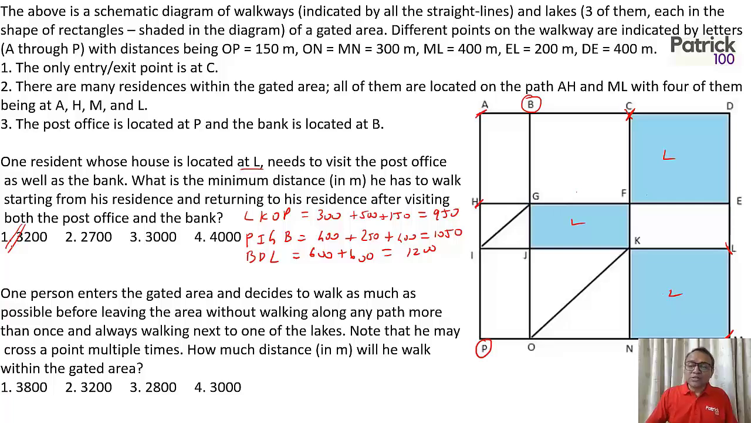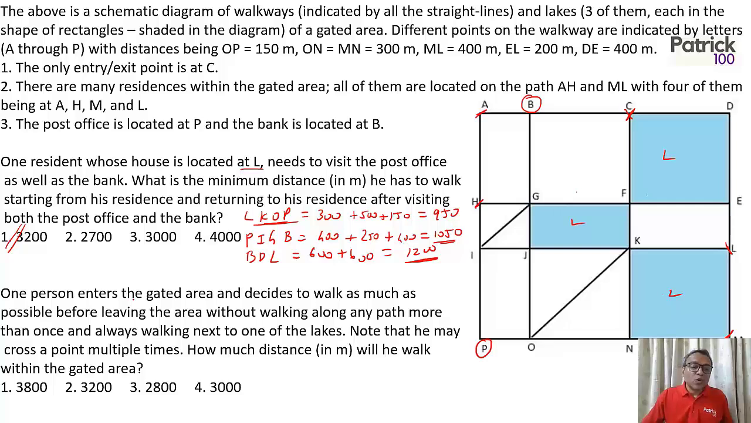Can it be done in reverse? If you go first to the bank and then the post office: to go from L to bank, the closest is 1200. From bank to post office, again 1050, the same route, BGIP. Then from post office to L you go P, O, K, L, which is the same as before. You get the same distance, 3200. So 3200 is the minimum distance. Taking the slant makes it easier to solve. Here, knowing Pythagoras and being able to picturize makes it much easier to solve.